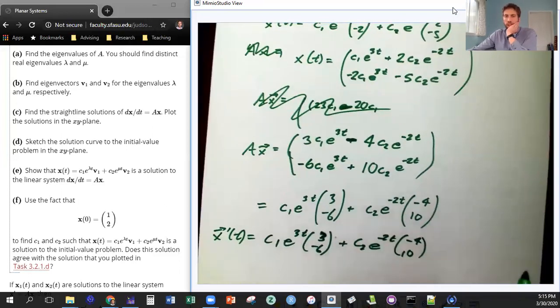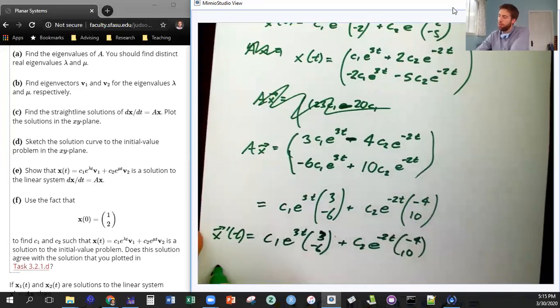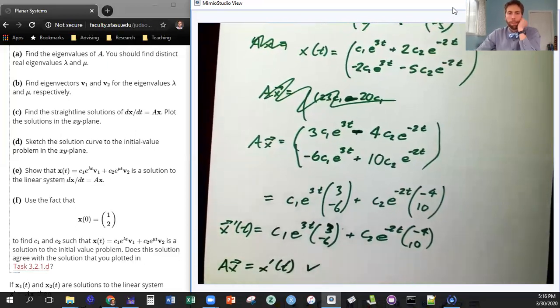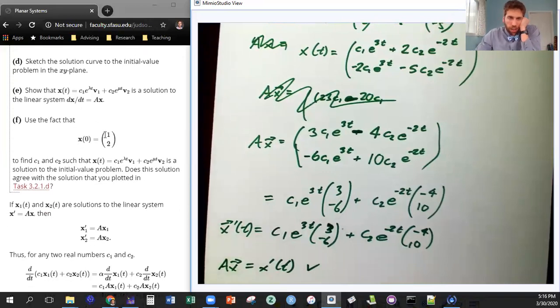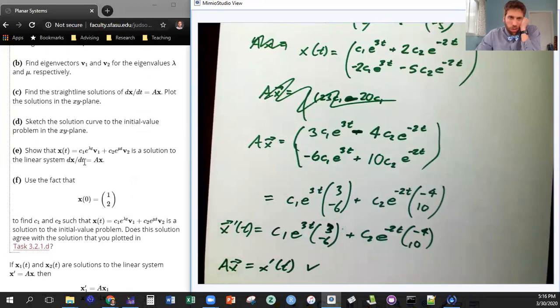So, checks out. So Ax equals x prime of t. So that is a solution. Okay. All right, now use the fact that x of 0 equals 1/2 to find c1, c2.